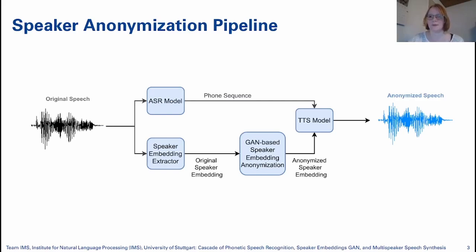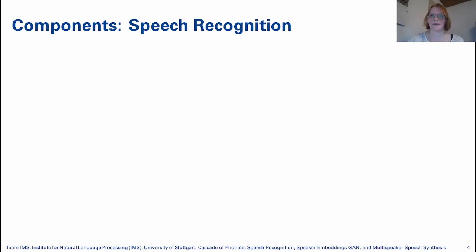And using this anonymized speaker embedding and the phone sequence that was recognized by the ASR model, we are resynthesizing the audio to produce an anonymized speech recording that still contains the linguistic content and so on of the original audio, but where you cannot identify the original speaker anymore. Let's go through the components one by one.